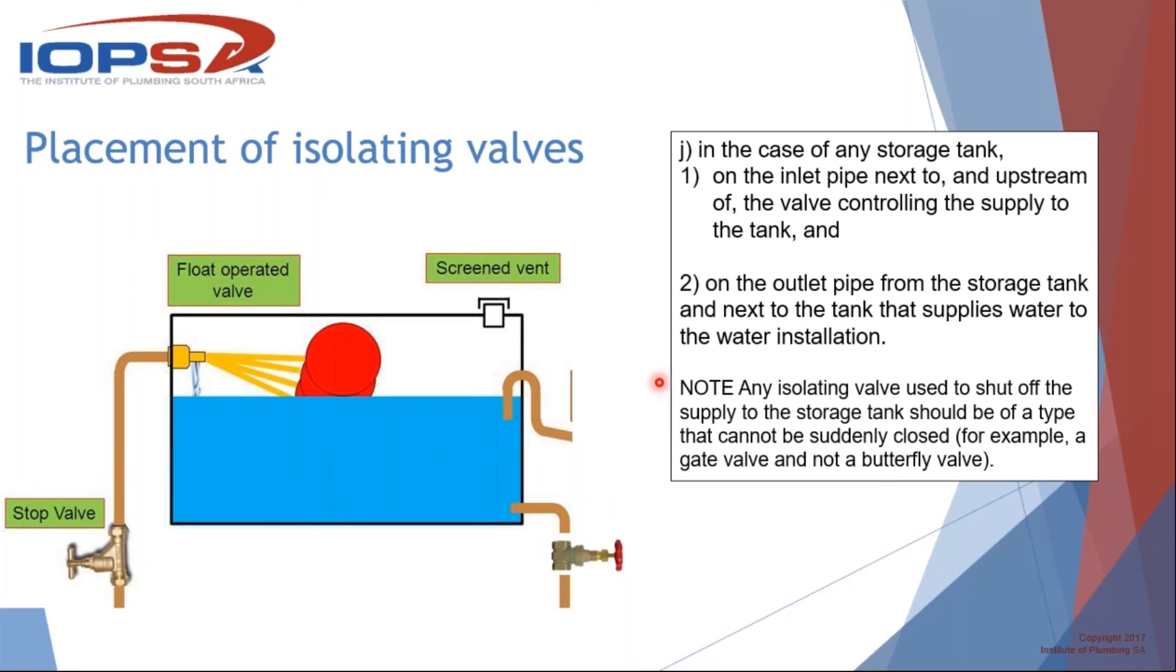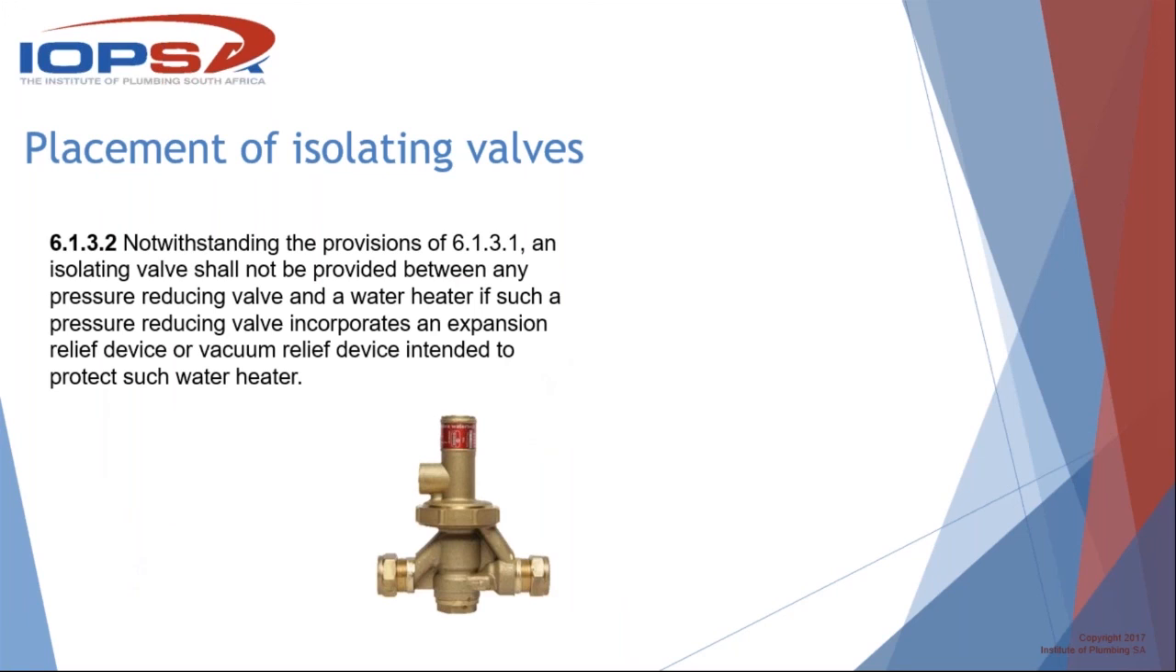Right, we said right at the beginning, provided that 6132 is not a situation. So what is 6132? It says, notwithstanding the provisions of 6131, an isolating valve shall not be provided between any pressure reducing valve and a water heater if such a pressure reducing valve incorporates an expansion relief device or vacuum relief device intended to protect such water heater. We all know that normal pressurized geysers usually have a pressure control valve which incorporates a relief component. So we cannot have a situation where we've installed a shutoff valve or any kind of restriction between the relief and the geyser. That is sometimes what we come across, and that's not so good.